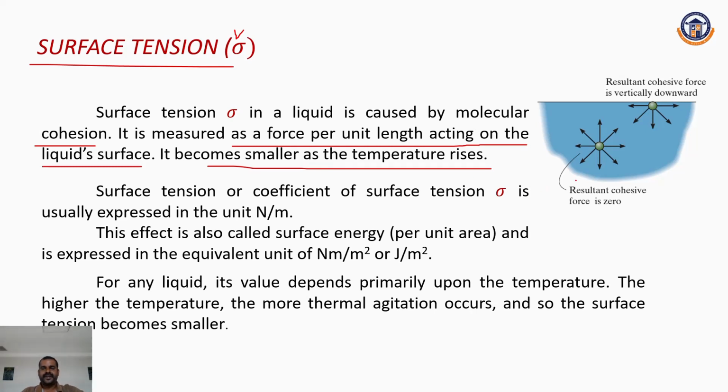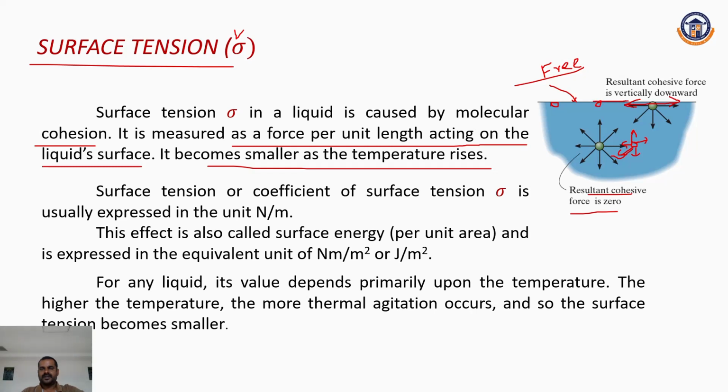For example, if I take this molecule, these lines represent the intermolecular attraction between the fluid molecules. If I have another layer, it will be attracted in all directions, right? So these molecules are attracted towards each other, and the resultant cohesive force will be zero, right? If you take this molecule on the surface of the liquid, this is called the free surface of the liquid.